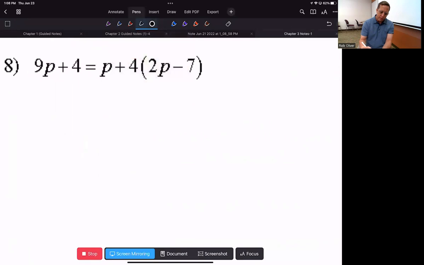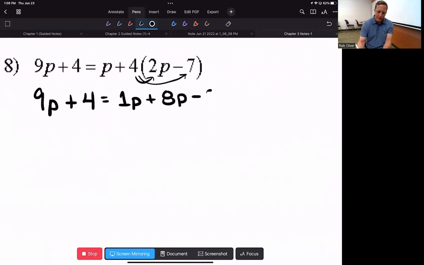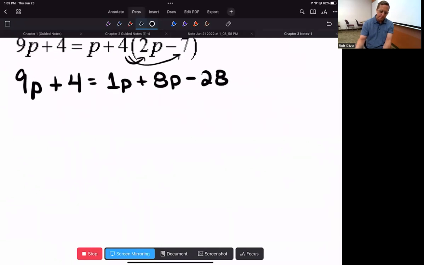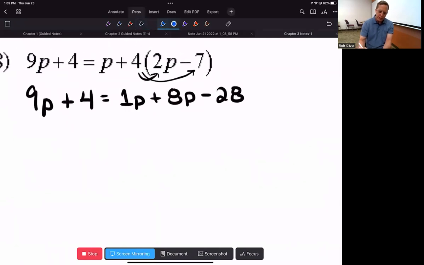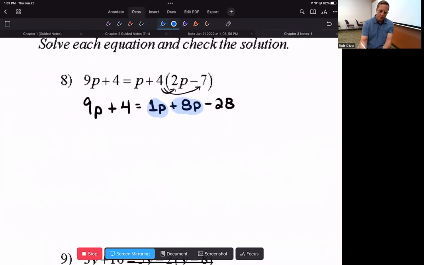We're going to distribute the 4. So I'm going to rewrite it: 9p plus 4 equals 1p, and then 4 times 2p is 8p, and then 4 times 7 is 28, so minus 28. Now there's a little cleaning up we need to do on this side. We have a couple p's that need to be put together before we do inverse operations. So you get 9p plus 4, that's unchanged, equals 9p minus 28.